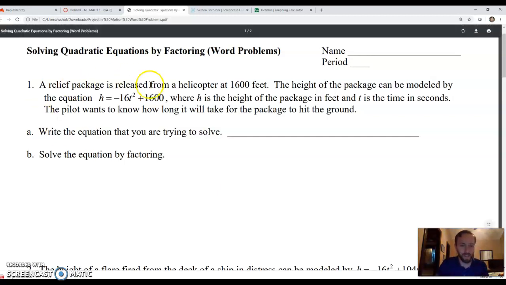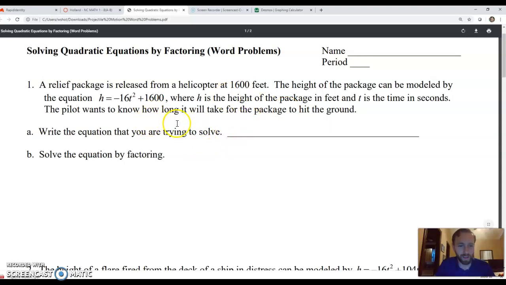So we notice that the A term is not 1. We also notice that the B term is missing and that the C term is 1,600. So the first thing we want to do is to try to factor out a common factor.